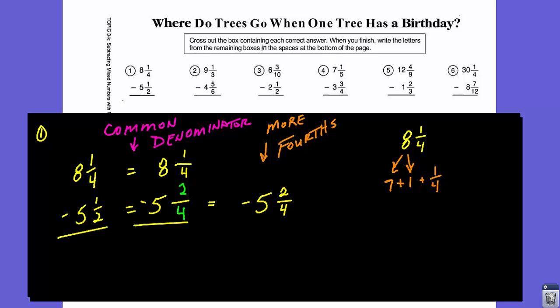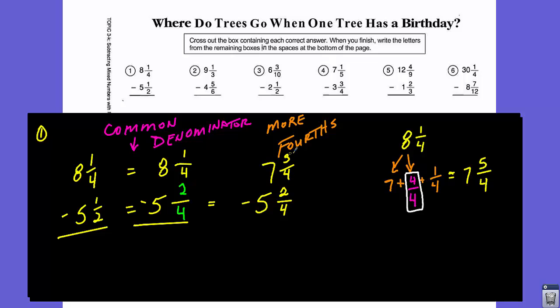To get more fourths, here's what I have to do. I'm going to erase that 1, and instead of thinking of it as 1, I'm going to think of it as 4/4. That's still the same as 1 whole. 4/4 is 1 whole, so I still have 7 plus 1 makes 8. But now I've got more fourths. And now, when I add all this together, 7 plus 4/4 plus 1/4, I get 7 5/4. That's enough. Let me get rid of my arrow here so I have room to write my 7 5/4.